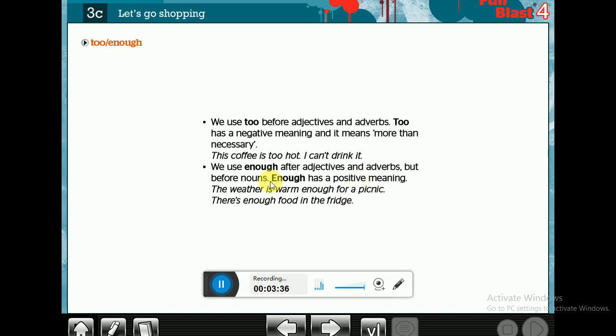Why? Because the weather is warm enough. I can say I have enough money to pay for our needs. So I have to buy these needs because I have much money. There is enough food in the fridge, so it's not necessary to buy some more. Okay?